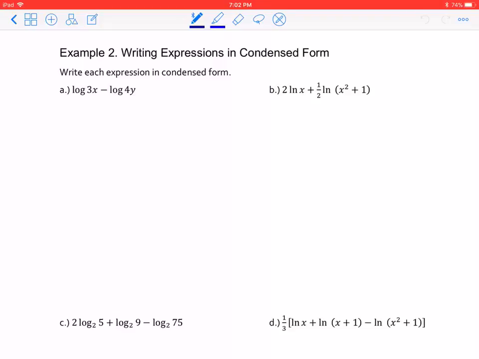In the last examples, we took something that was very condensed and expanded it. So it's actually pretty easy to go in the opposite direction. We have, again, multiple logarithms here, and we're going to go ahead and write them in their condensed form. Again, the goal is to get down to one logarithm.